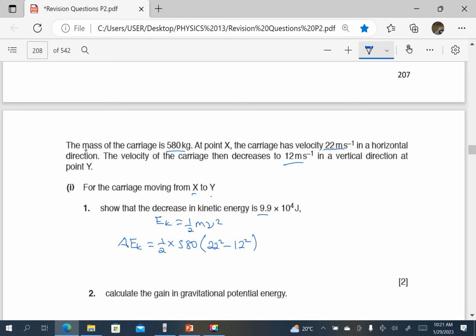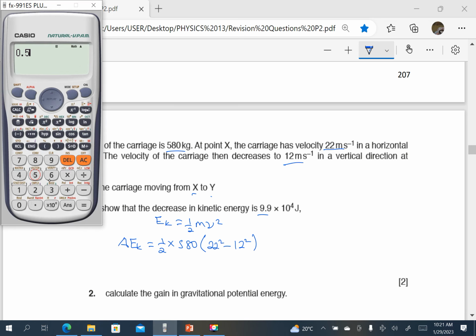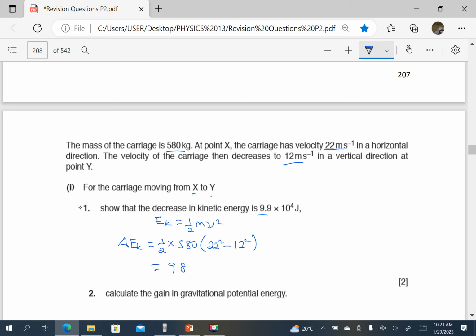Or you can find the kinetic energy using the first velocity, find the kinetic energy using the second velocity, and subtract. So let's try to subtract this. A half is 0.5 times 580 times the difference, 22 squared minus 12 squared. So that is 98600 joules, which is approximately 9.9 times 10 power 4 joules.